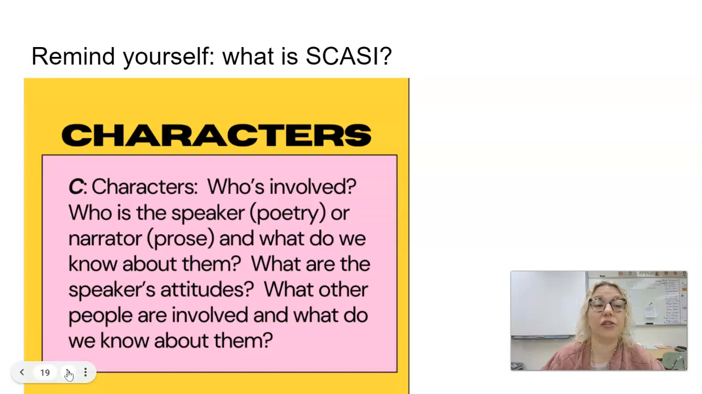The C is for characters. Who's involved? Who is the speaker? And by the way, the difference between speaker and narrator: when you are writing about poetry, you use the word speaker. Okay? And when you're writing about prose, so language that is not poetry, a short story, a memoir, something that is not poetry, you're going to use the word narrator. All right? And what do we know about them? What are the speaker's attitudes? What other people are involved? And what do we know about them? So that's a good thing to pick out with characters.